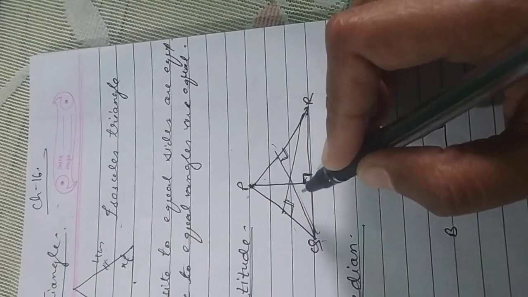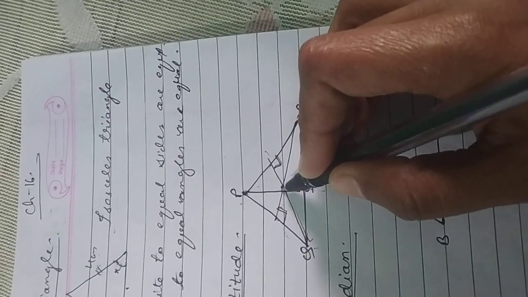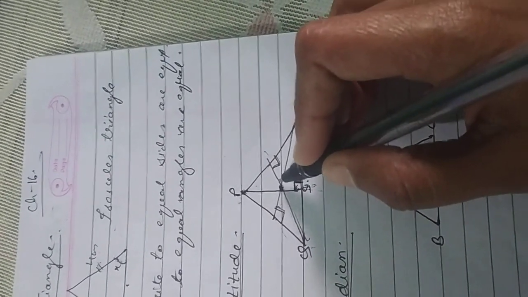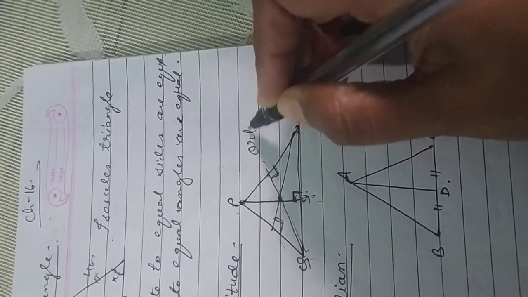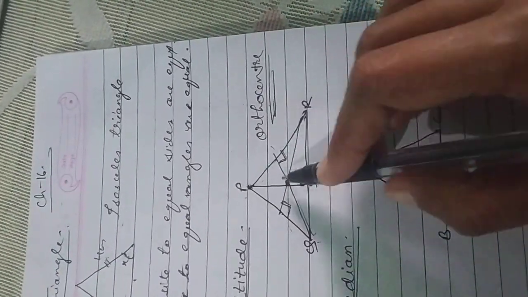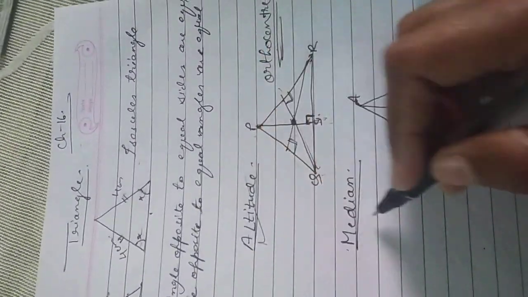And also the point of concurrence, meaning where these altitudes meet, the intersection point. The point of concurrence of altitudes is known as the orthocenter. Don't forget it. This point is called the orthocenter. This is the altitude of a triangle.